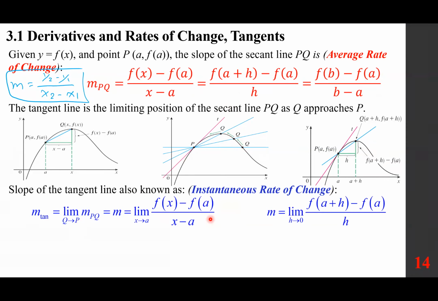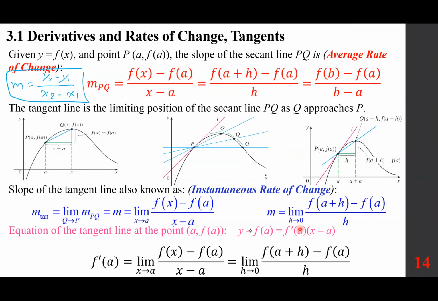If we go with this one, as x approaches a, if we go with this one, as h becomes 0, as h approaches 0. It's the same thing. And then we have the equation of a tangent line, as I've mentioned before. It is the point slope, and you want to stick with the point slope. You don't have to even memorize that. But as far as the point slope goes, this was the formula.